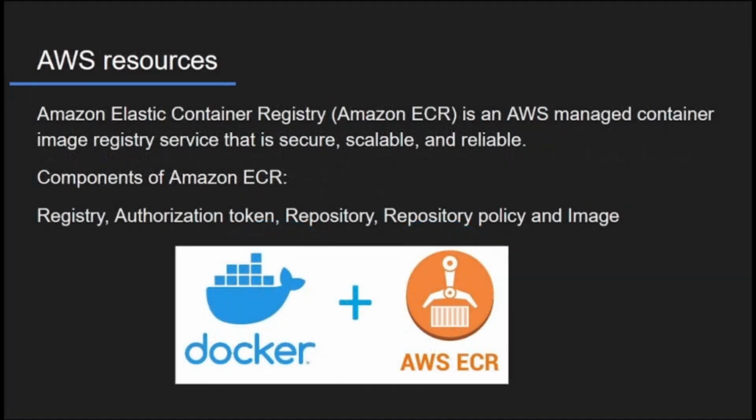The AWS resources used are as follows. Amazon Elastic Container Registry is an AWS managed container image registry service that is secure, scalable, and reliable. The components of Amazon ECR are registry, authorization token, repository, policy, and repository mesh.